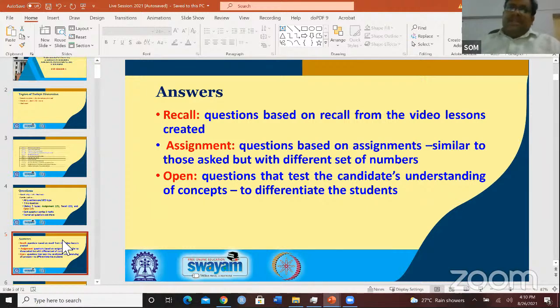different sets of numbers. And finally, there will be questions that test the candidate's understanding of the concepts to differentiate one candidate from another candidate. So these are known as the open questions, and these questions will test your understanding of the concept. The recall questions and assignment questions will come from the video lectures and the assignments which we will be posting after each week. However, in case of open questions, you can expect some questions based on your understanding.